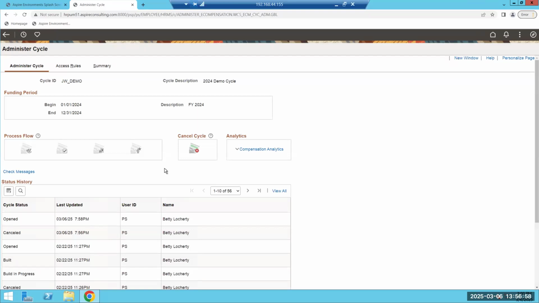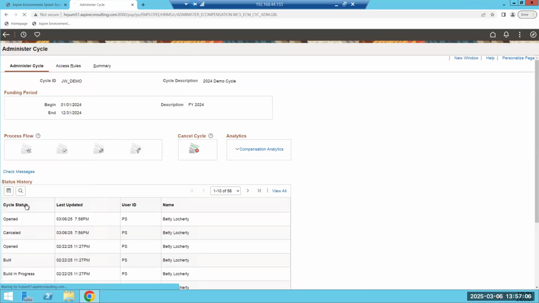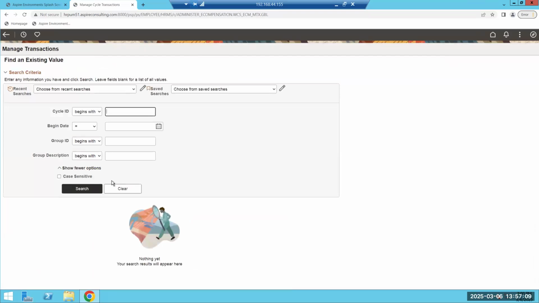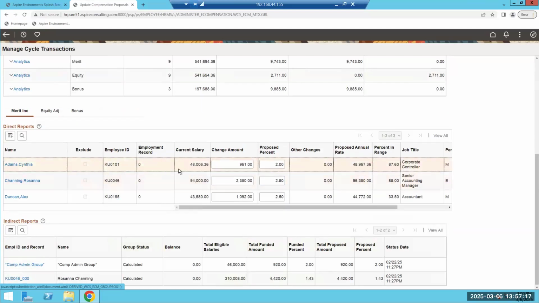that comp cycle page we were looking at, pop back over there. Actually, I'll go into the managed cycle transactions one just to give you a glimpse of that. It's very similar. So this grid here, the planning grid, everybody has to get loaded in there. So everybody that's in a group, so if we were in the comp admin group, everybody would get loaded into this grid right here.